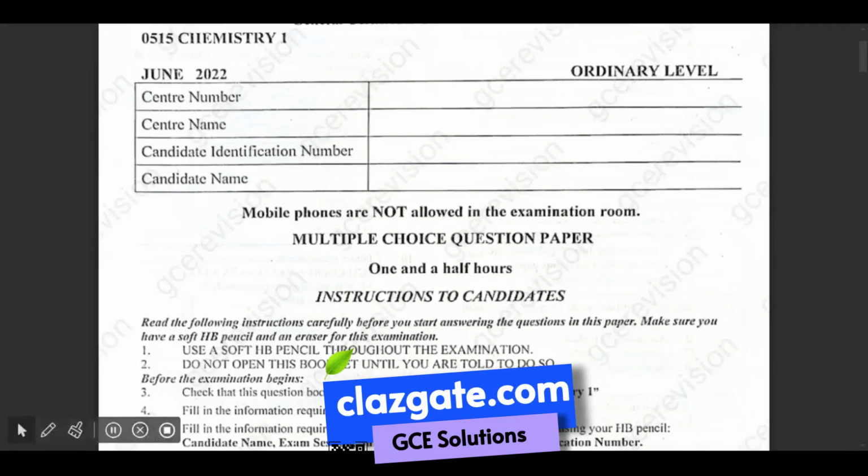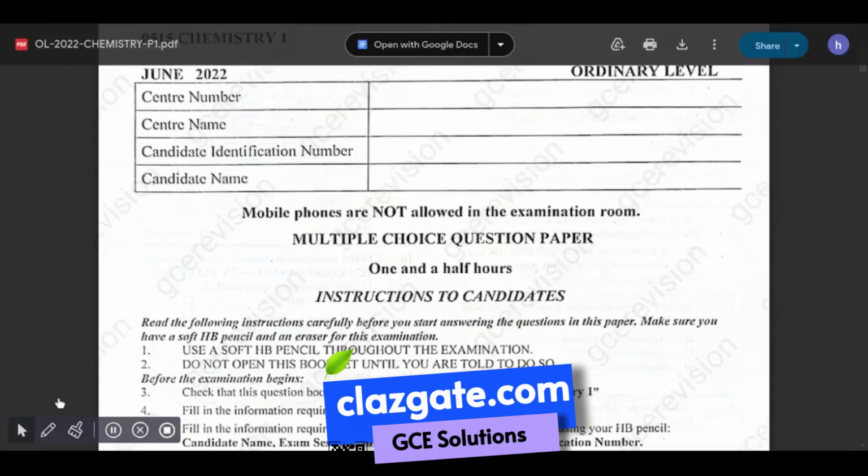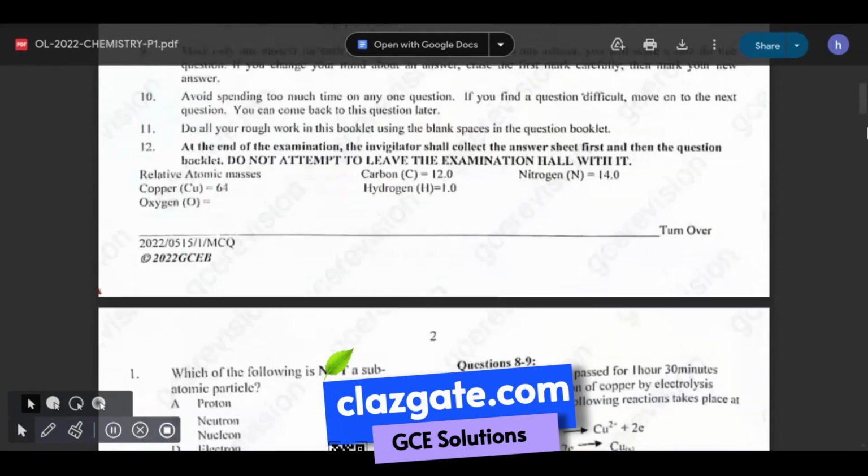Hello everyone, today we are going to be solving chemistry June 2022 paper 1 of the Cameroon GCE advanced level. Let's start with our first question. We have 1.5 hours to do this, so let's get started.